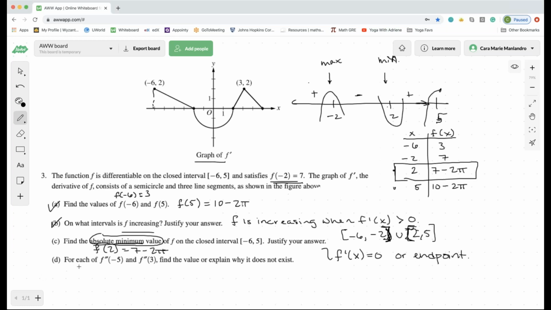Fantastic. For each of f prime of -5 and 3, explain what is going on there. So which of these can we find? We can find one of them.